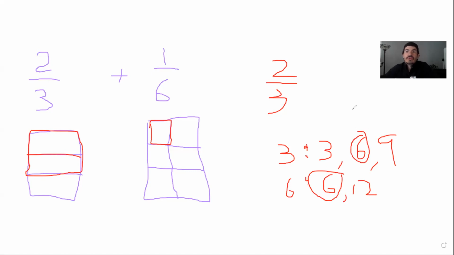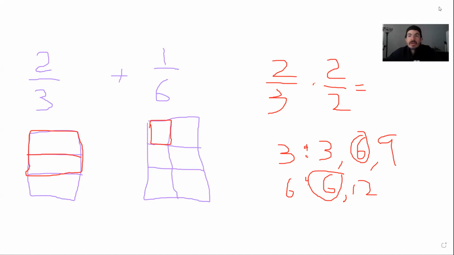So how am I going to get the 2/3 to look like a 6? Well, what do I need to multiply 3 by to get the 6? Well, 2. But I can't just multiply the denominator by 2, because that's going to change the value of the fraction. I don't actually want to do that. So I'm going to multiply the fraction by 1. 2 divided by 2 is 1. How do I multiply fractions? I multiply the denominator, I multiply the numerator. So I'm not going to change the value of this fraction, because all I'm doing is multiplying by 1, but I am going to change the way it looks.